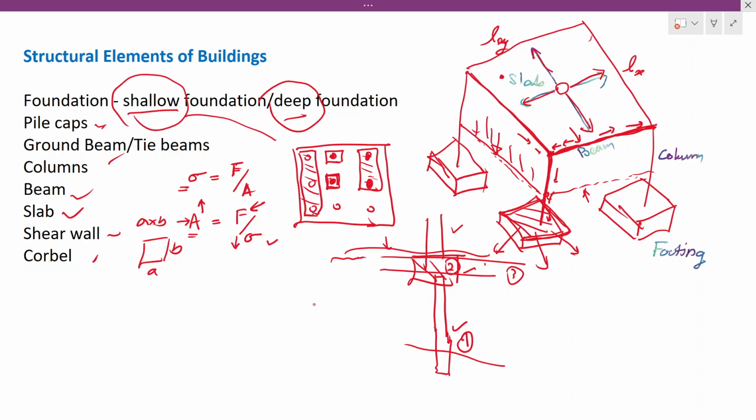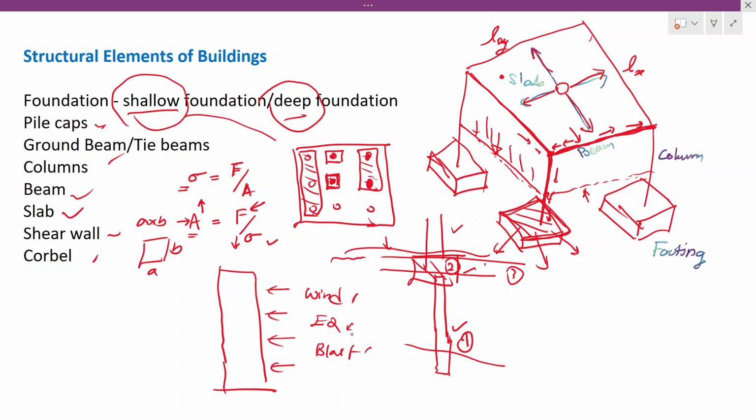When you have a very tall structure like this, we have a lateral load on this structure. What are the lateral loads? You may have wind, an earthquake load, or any other load, like blast load. Those loads will be applied on this structure. Mostly your wind will always be there, while earthquake load and blast load will not always be there. They are special loads that may be applied on a structure, but wind is always there.